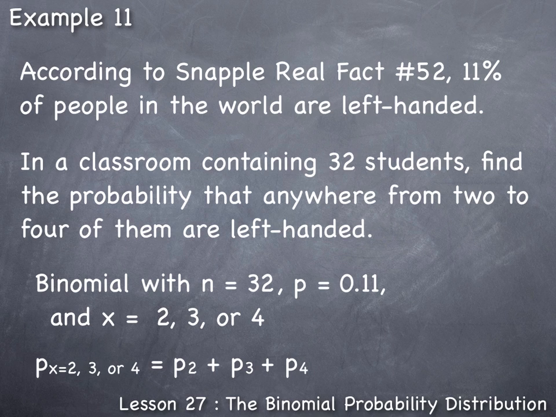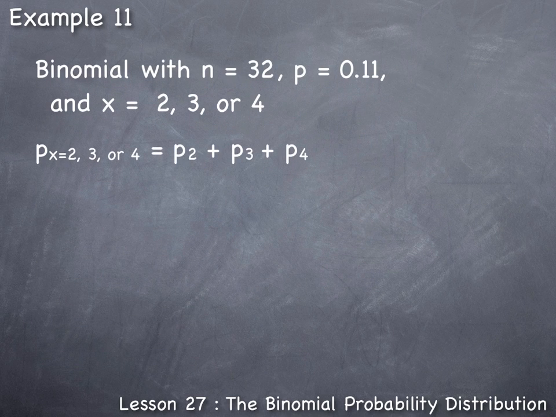And since we're joining them with an or, we could just merely add the individual probabilities. So we find the probability of 2, add it to the probability of 3, and add it to the probability of 4. Now this could be done on the TI-84 calculator by using the binomPDF command 3 separate times. Once when x is 2, a second time when x is 3, and a third time when x is 4. And then we could take those individual probabilities and add them up.